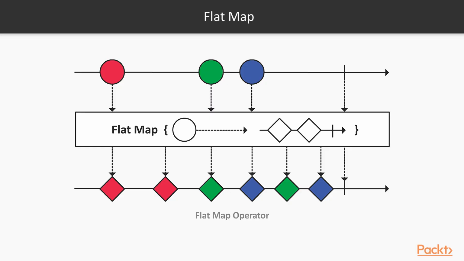Now flat map. The flat map operator transforms an observable by applying a function that you specify to each item emitted by the source observable, where that function returns an observable that itself emits items. Flat map then merges the emissions of these resulting observables, emitting these merged results as its own sequence.